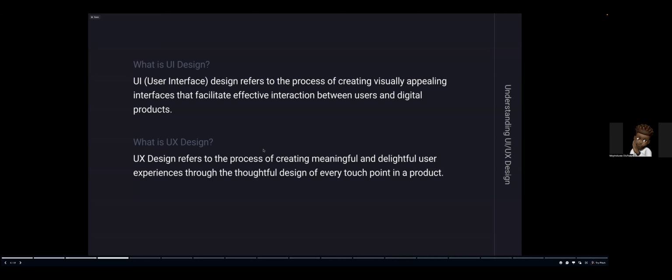So that's basically everything about UI. UI is about the interface. UX is about the process by which a product is used that creates a better experience for the user.